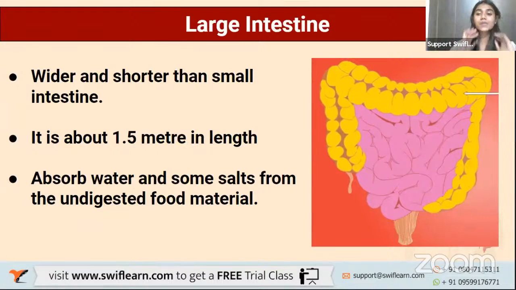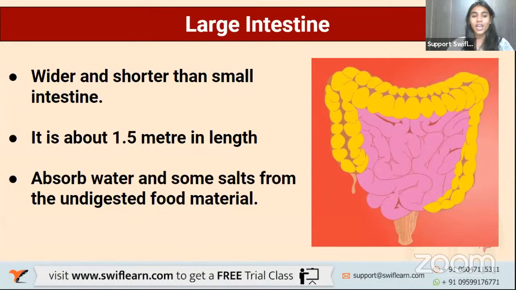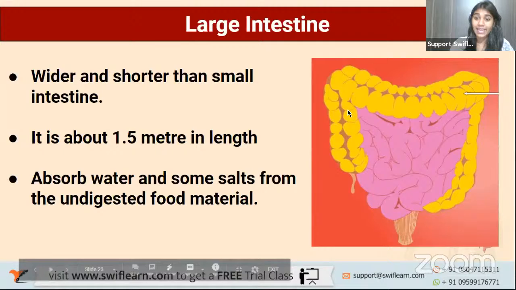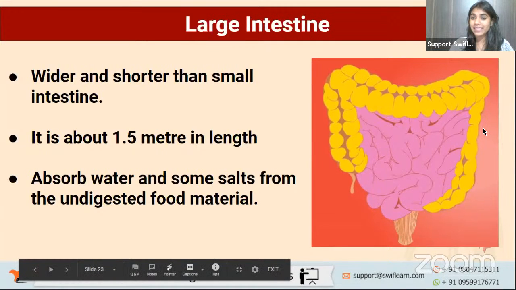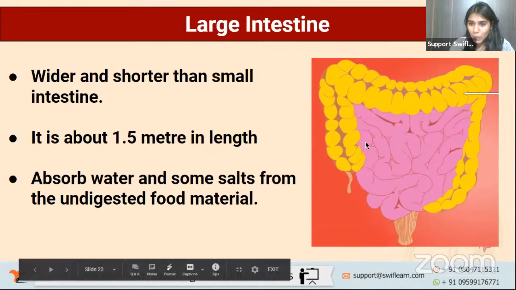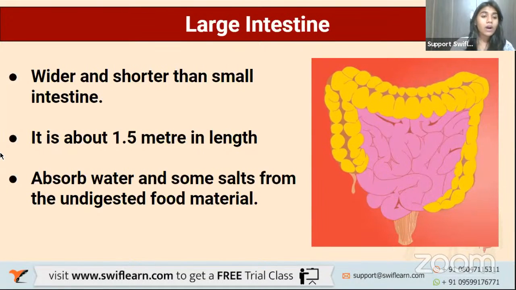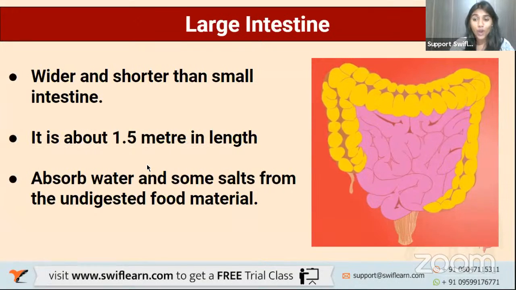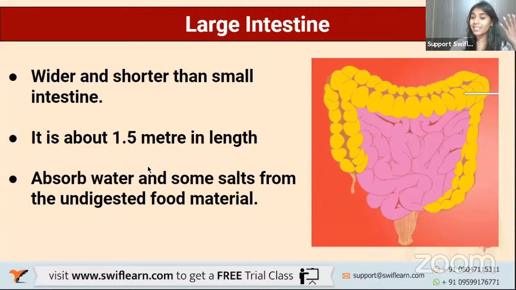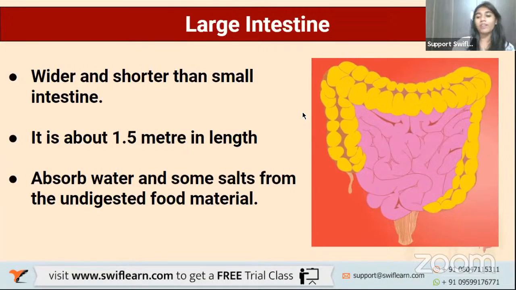Moving ahead to the next part of the alimentary canal, which is your large intestine. The large intestine is wider than the small intestine, but lengthwise it is shorter. This yellow tube-like structure that you can see is your large intestine, and this violet structure over here is your small intestine. Your large intestine is about 1.5 meters long.